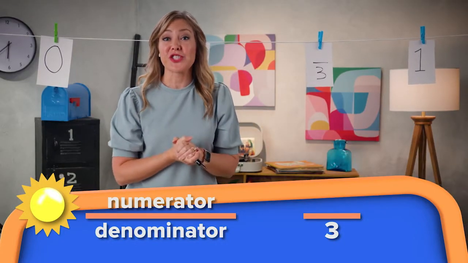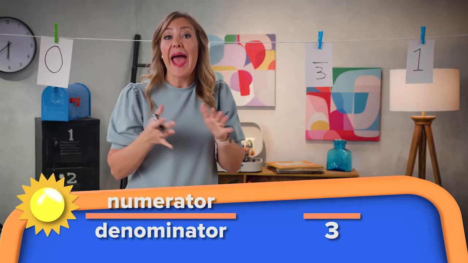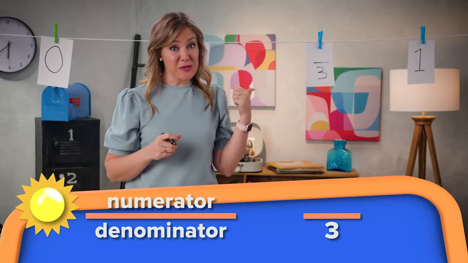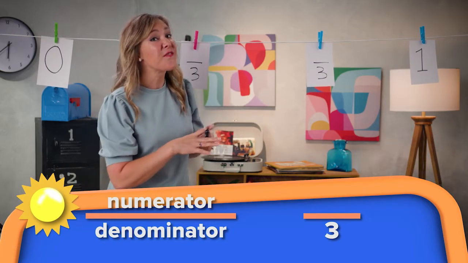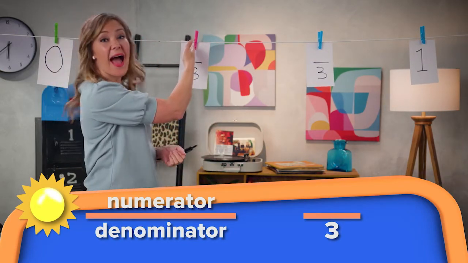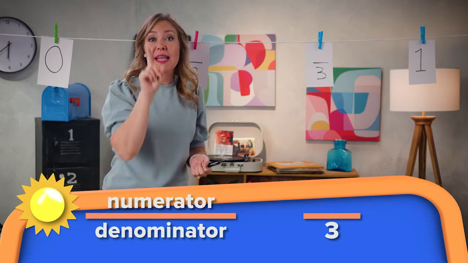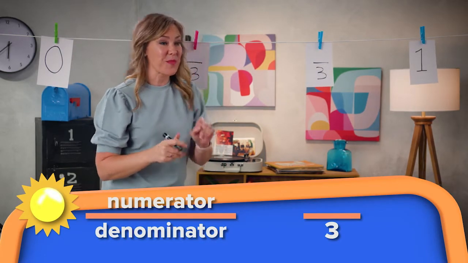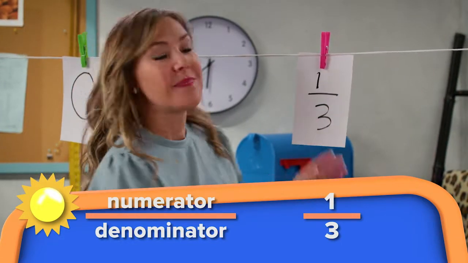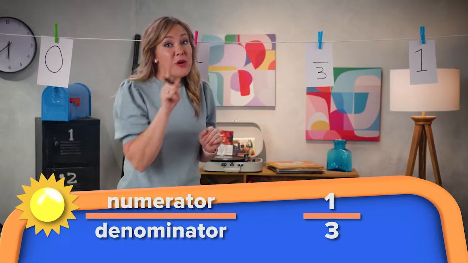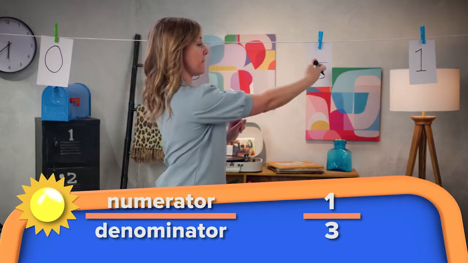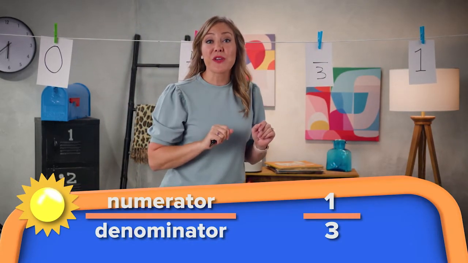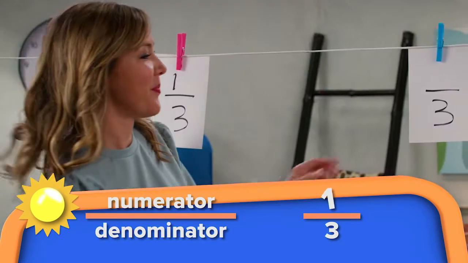The numerators show us how many parts we have out of the total number of parts. So when I look at the clothesline, when I get this far, I have moved along the clothesline 1 part out of 3. So I'm going to write a 1 as the numerator. And when I get 1 more jump over, now I've moved 2 parts out of the 3. So I'm going to write a 2 as the numerator.